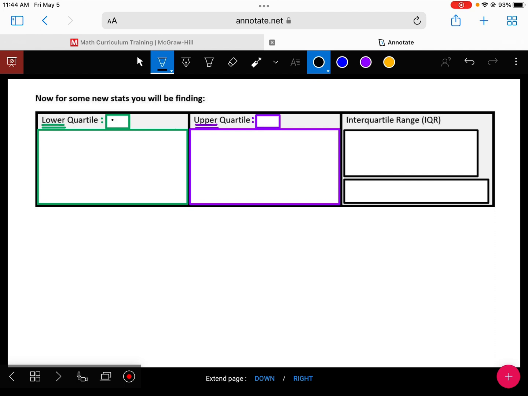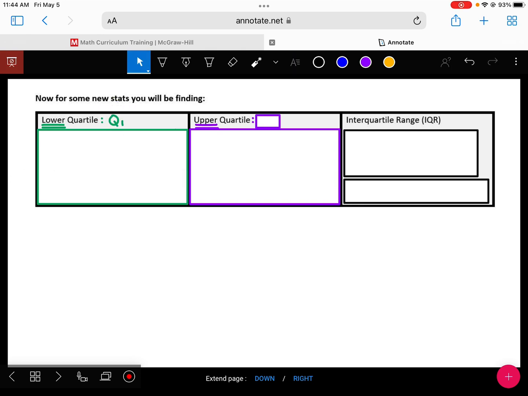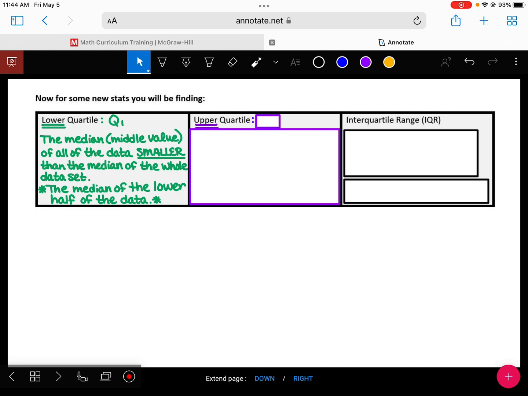The lower quartile, also called Q1, because lower quartile is a lot to write. So we also call this Q1. We are going to take all of the data that is smaller than the median. So every number in that list that is smaller than the median, we're going to line them up, and we're going to find the middle of that.